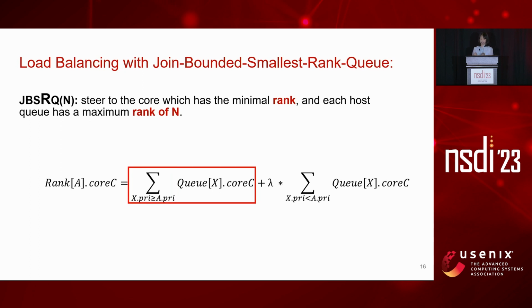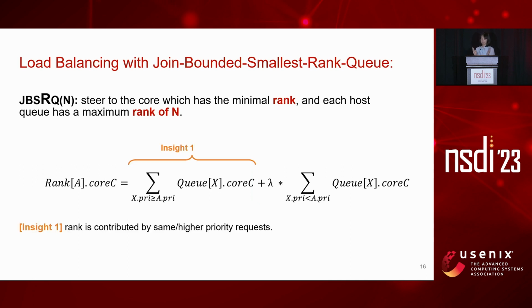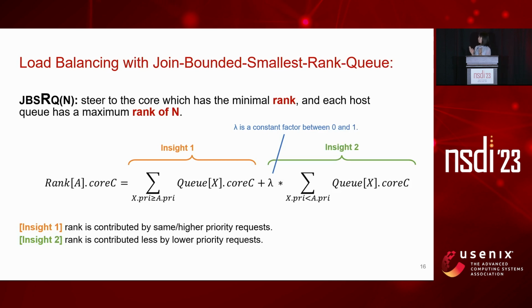The first term adds up the sum of request counts for those services that have higher or equal priority than A. The insight here is that rank should be contributed by those higher or same priority requests because they will be served before A. The second part of the formula calculates the sum of request counts for services that have lower priority than A and multiplies it by a constant factor lambda. Lambda is between 0 and 1.